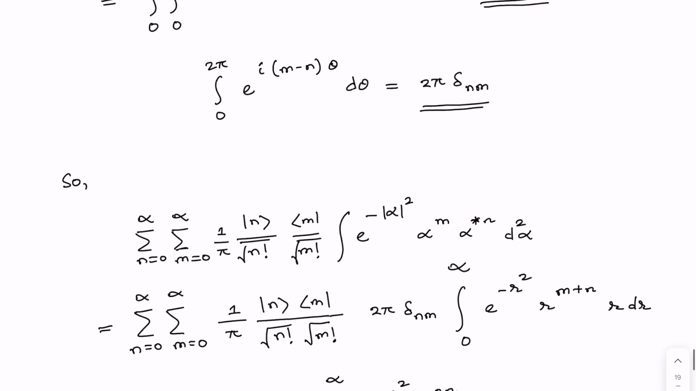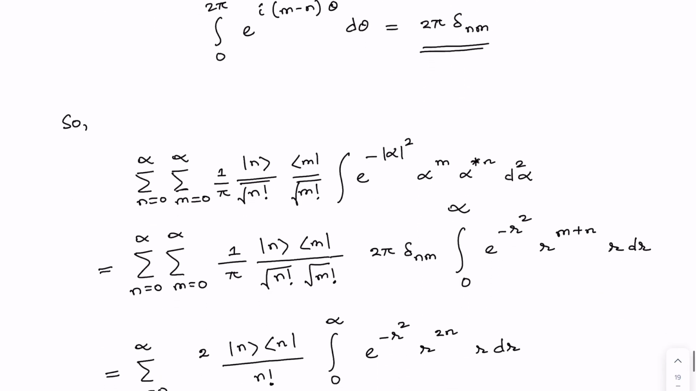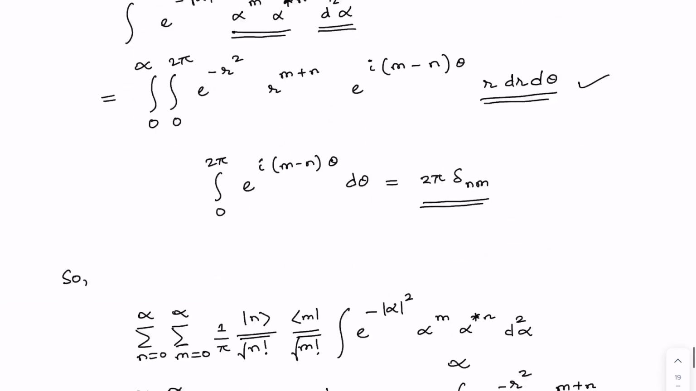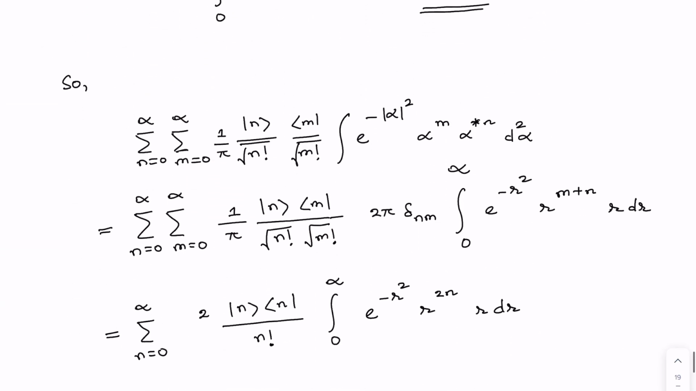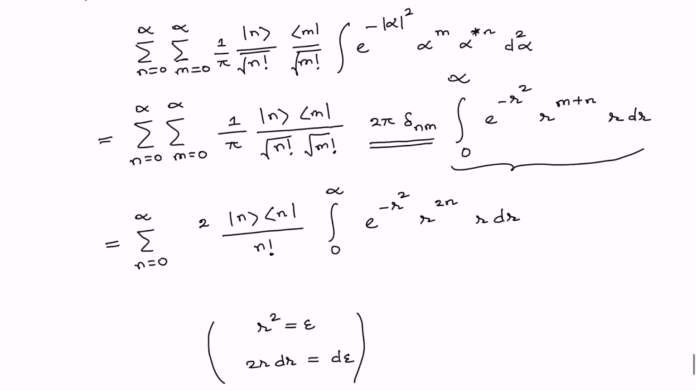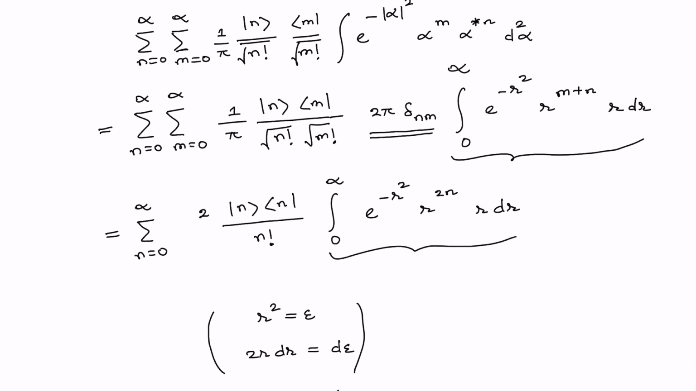And applying this one, you can simplify this whole term. I can very easily just write it. This is coming from the angular part, and this is coming from that radial part, and the radial part I can also simplify further.